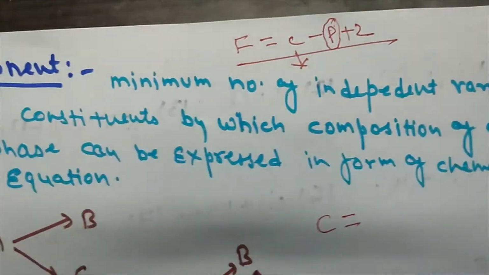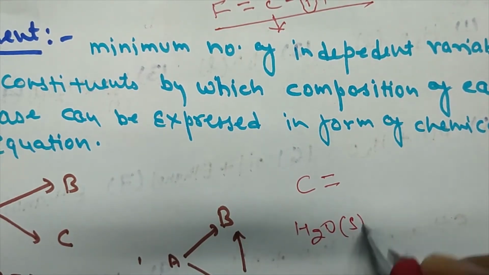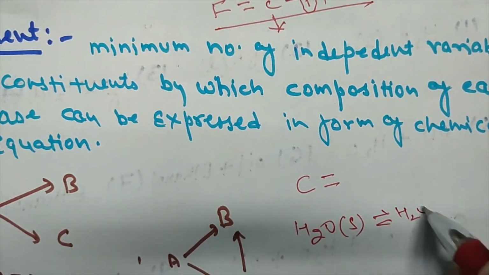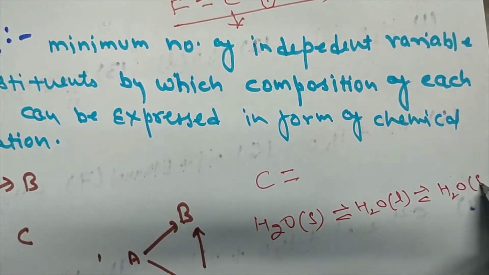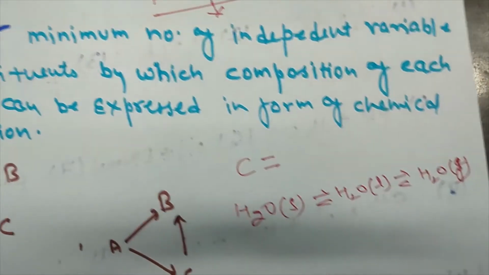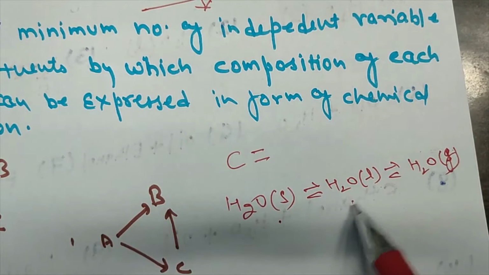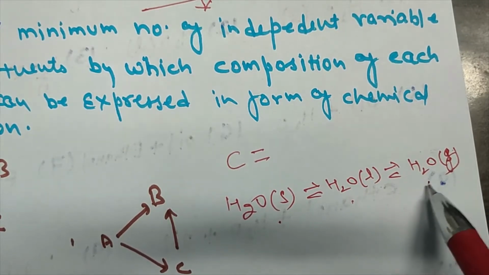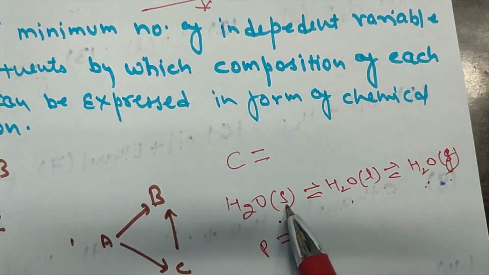Suppose you have this equation: H2O solid, H2O liquid, and H2O gas. If it is solid, it means I am talking about ice. This is simply water, and this is simply water vapor because H2O is in the form of gas. Now if I ask what the phase will be: this one is solid, liquid, gas. They have totally different phases, so the phase will be 3.